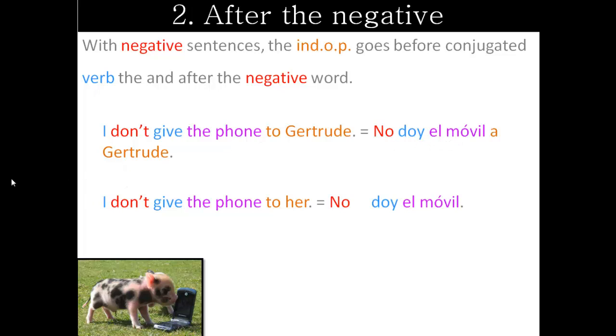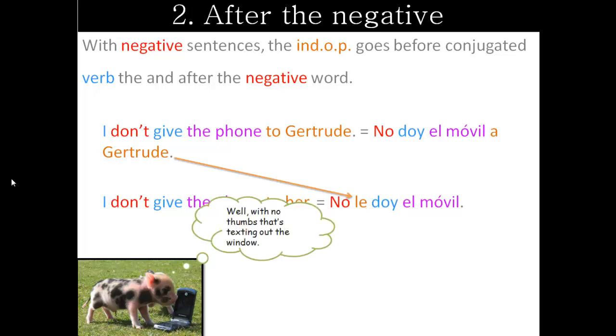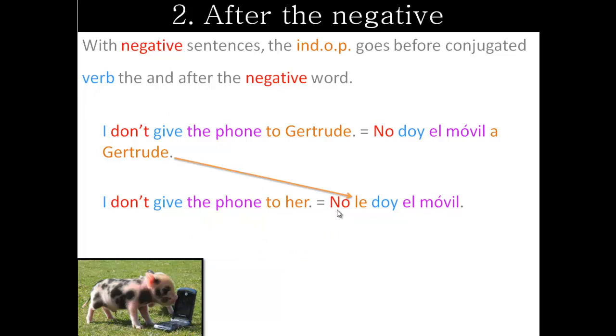Again, the colors are there to help you so you can see what each word or grouping of words is doing. And in Spanish, I don't give the phone to her: no le doy el móvil. So no, to her I give the phone, or I don't to her give the phone, however you want to look at it. The important thing to remember is that the not comes at the very beginning of the sentence, or indeed any of the negative words in Spanish. They have to go at the beginning of the sentence.